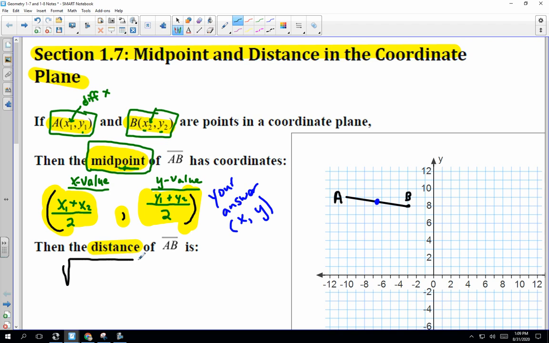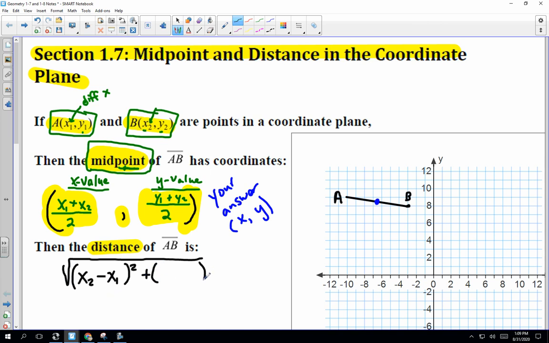To write the formula out, we need a big square root because it's going to hold a lot of things in the middle. We've got a set of parentheses, so the first thing we're going to do is take our second x coordinate minus our first x coordinate, and we're going to square it. You do this in your calculator, and then you square it, and then write this number down.